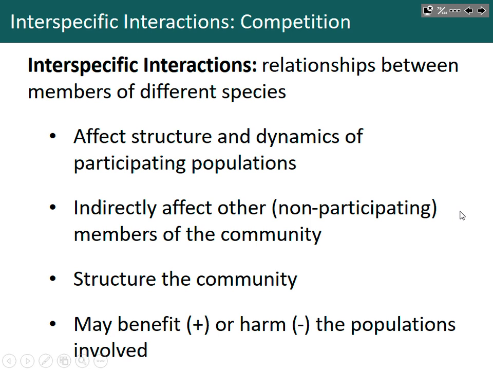These kinds of interactions help to structure the community, and they're going to be based on whether there's a benefit or a harm to the members that are participating in the interaction. So I'm going to use pluses and minuses in these slides to indicate a species that's benefiting or a species that is being harmed by the interaction.